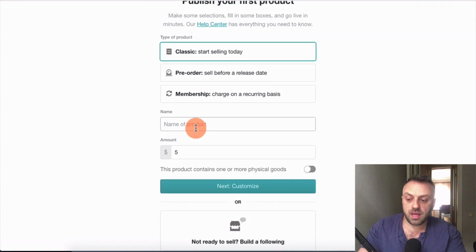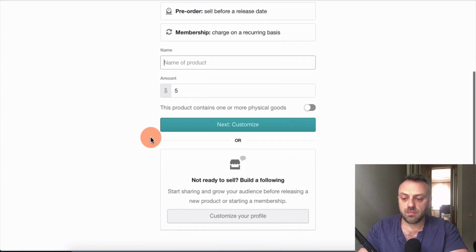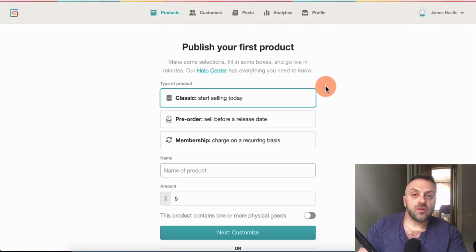Name of the product, name of the book, the amount. I would recommend at least $10 for this book. Next, you can click on customize. It doesn't contain any physical goods. You can do all that. And then when you're done, you're going to have a link to your page right on Gumroad.